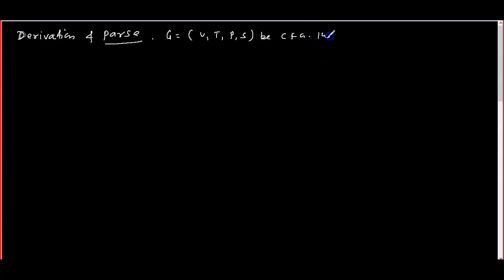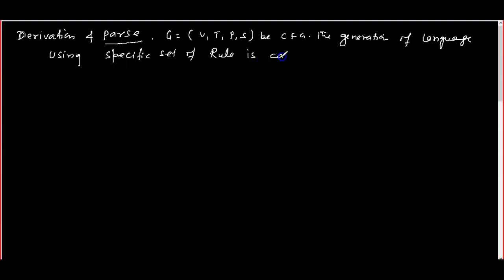Okay, so you can write it here: the generation of language using a specific set of rules is called derivations. For example, if you are given S derives AA and A derives a, and this is epsilon.